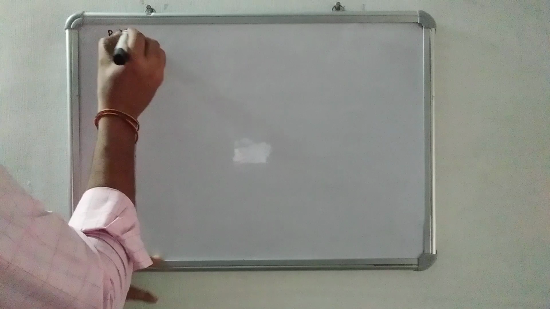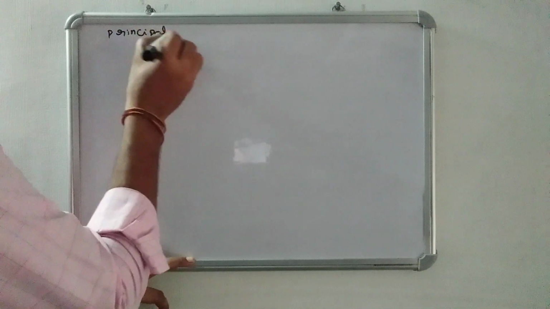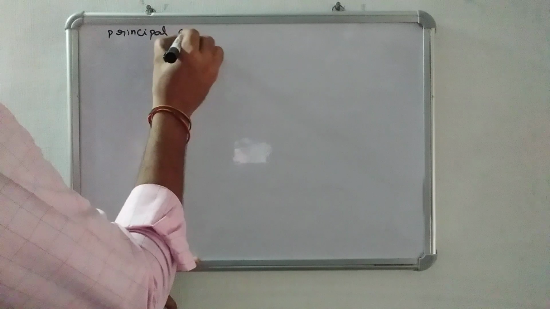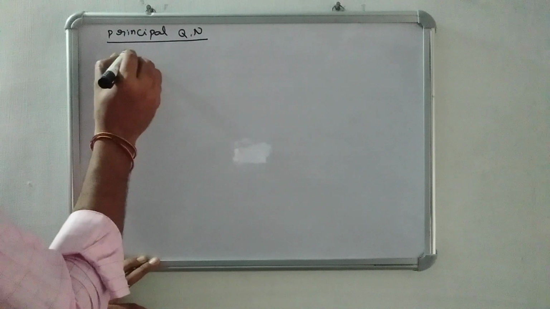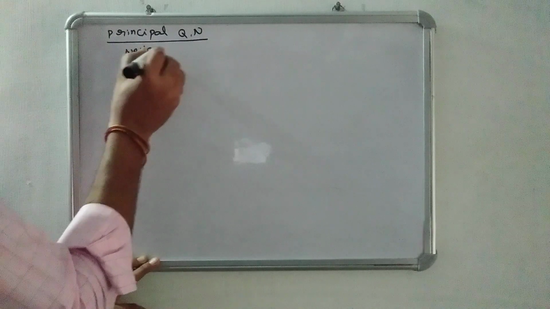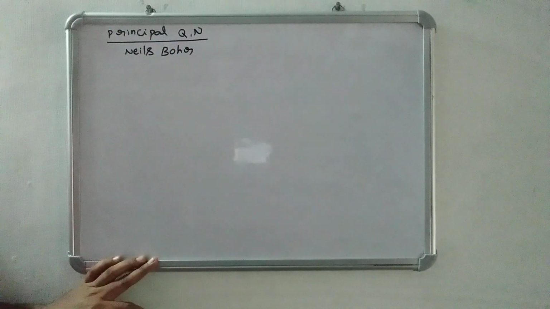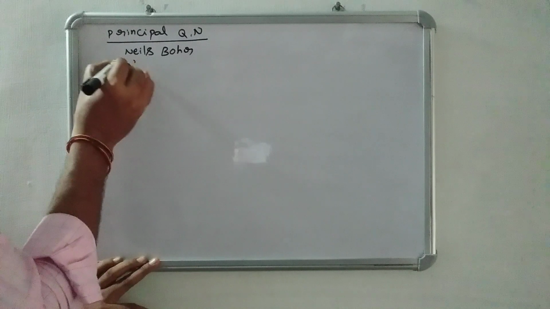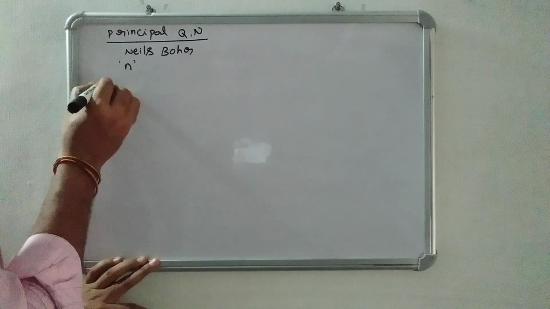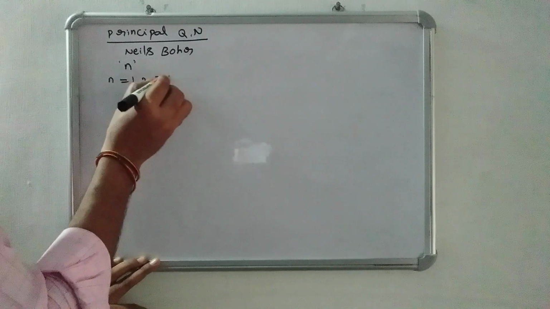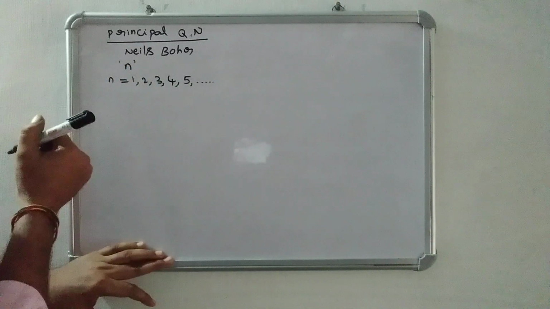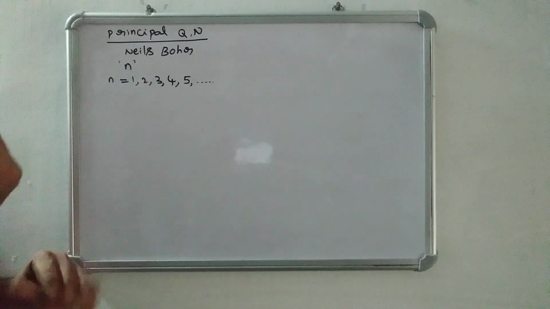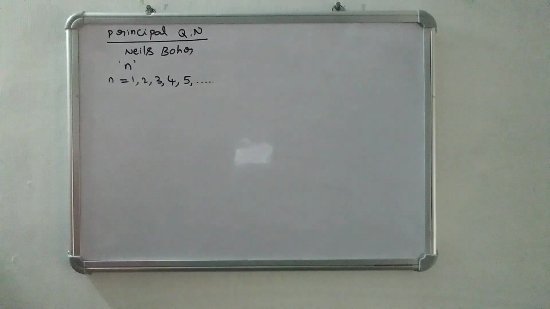Principal quantum number. This quantum number is proposed by Niels Bohr. This quantum number is denoted with the letter n. n values: n is equal to 1, 2, 3, 4, 5 and so on, integers. Okay, what kind of information can be obtained by using principal quantum number?